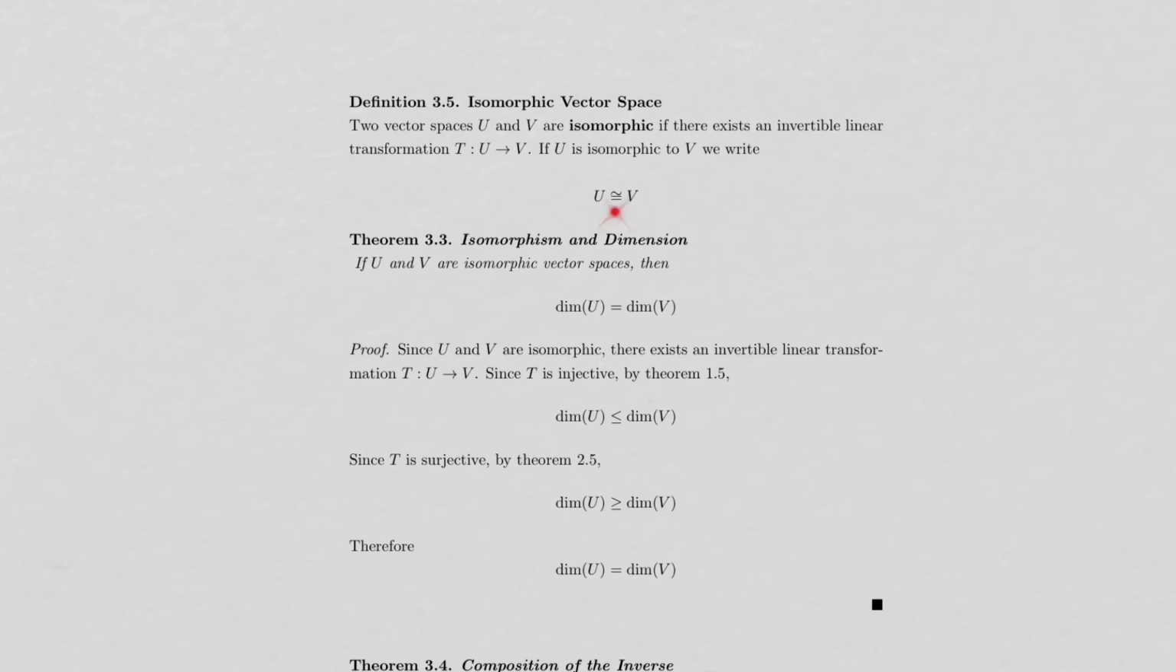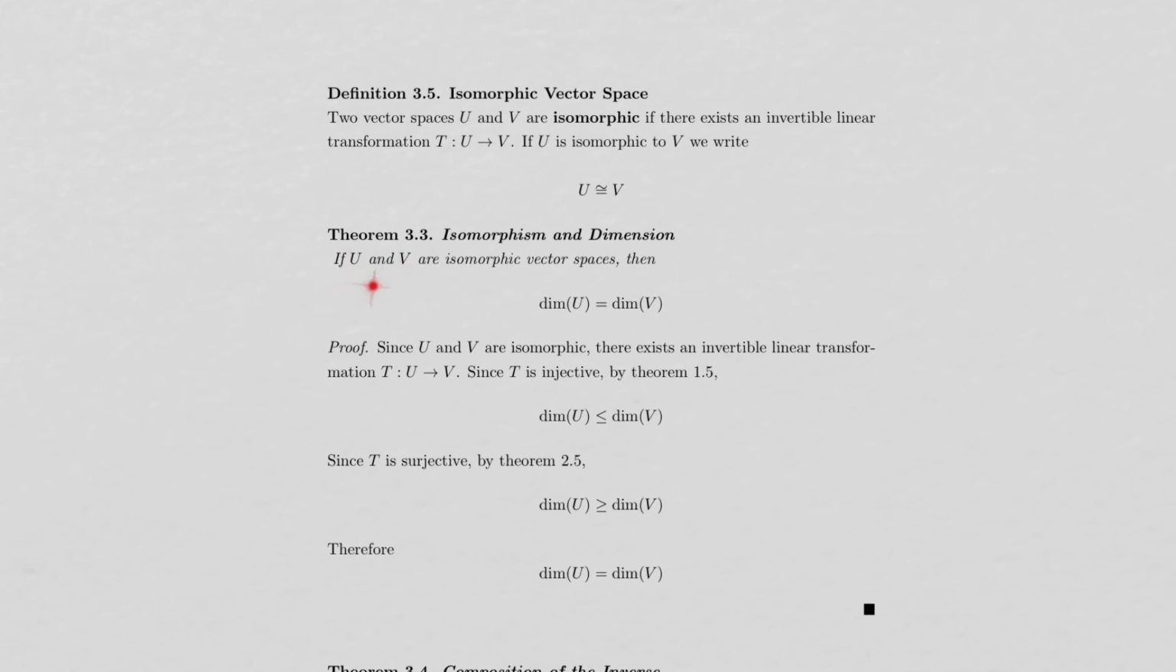You might remember this symbol from geometry or trigonometry. This symbol means congruent. So if you have congruent triangles, we'd use this equal sign with a little tilde above. Well, in linear algebra, this means isomorphic, and in particular, that means that there exists some isomorphism, an invertible linear transformation between U and V. The next theorem says that if U and V are isomorphic, then they have the same dimension.